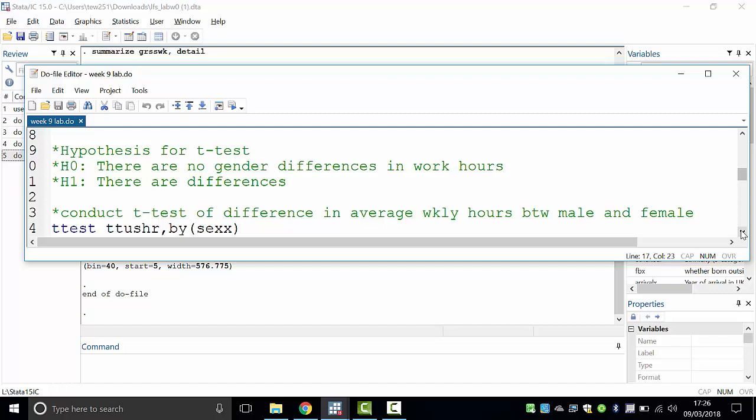If you find that men work more hours than women, it's evidence that the wage differential is maybe partly due to these weekly hours rather than due to gender. However, we don't know if the difference between them is significant or not. So the t-test enables us to investigate that point. We conduct the t-test.